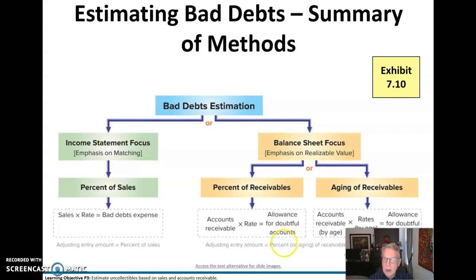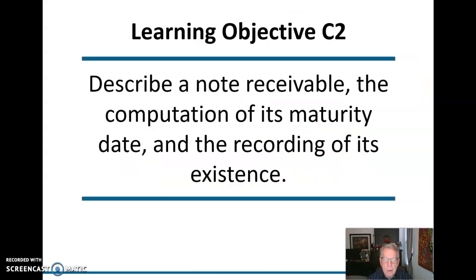So here, income statement focus, that's when we took a percentage of sales, and we don't need to worry about what's in the allowance for doubtful accounts. However, when we do a receivables focus, this is going to emphasize the realizable value of receivables. We can do it two ways, either a percentage of receivables or an aging of receivables. You'll get some practice with that in your homework. So I think this will become a little easier as you do it a couple of times.